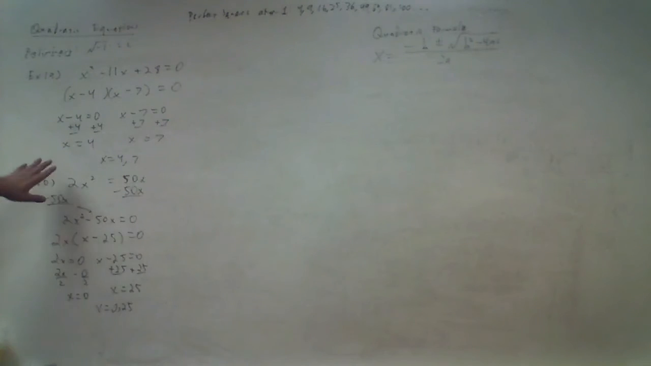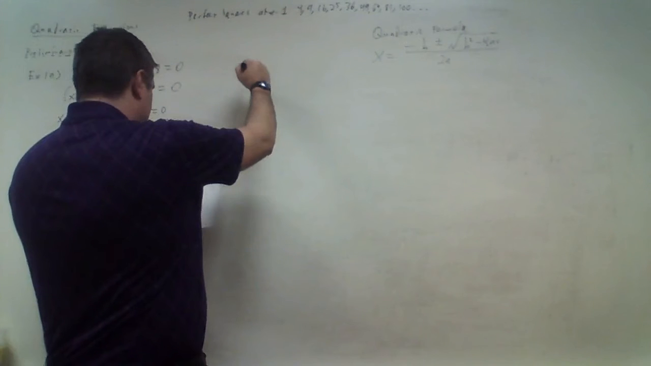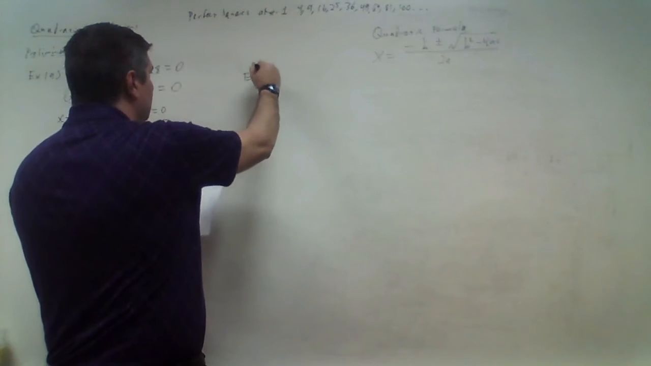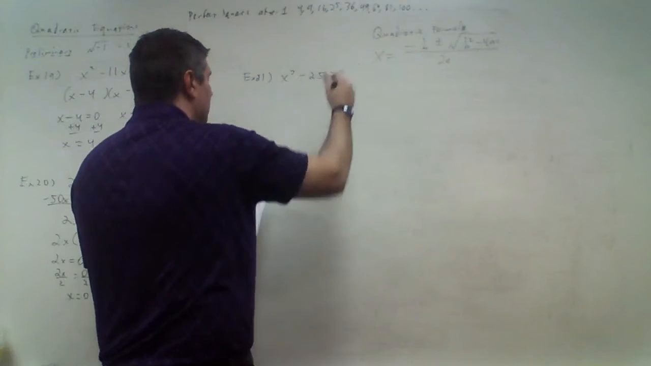So this was a binomial when it was all said and done. So it had a common monomial factor. Okay. Example 21. X squared minus 25.